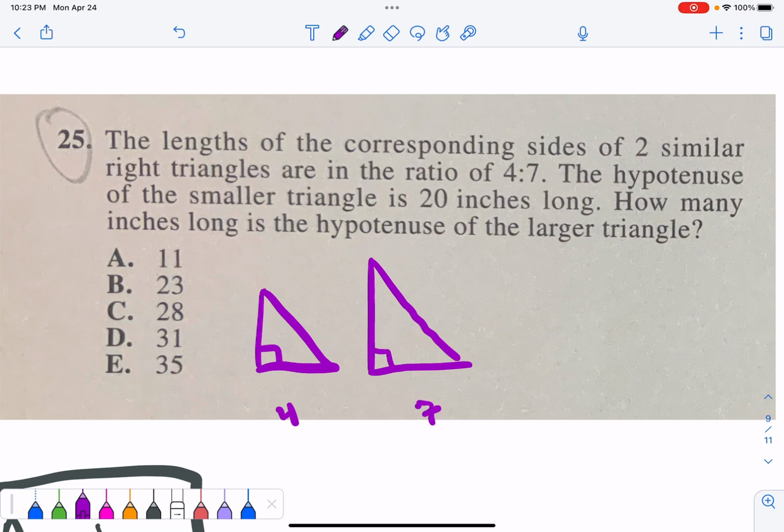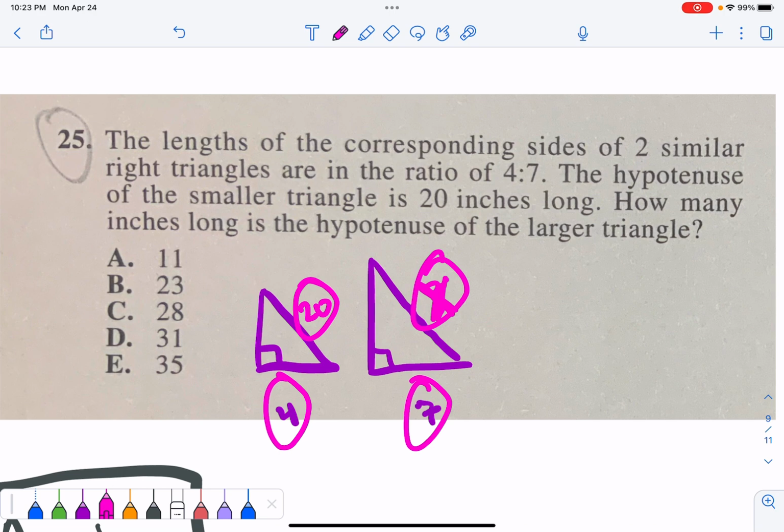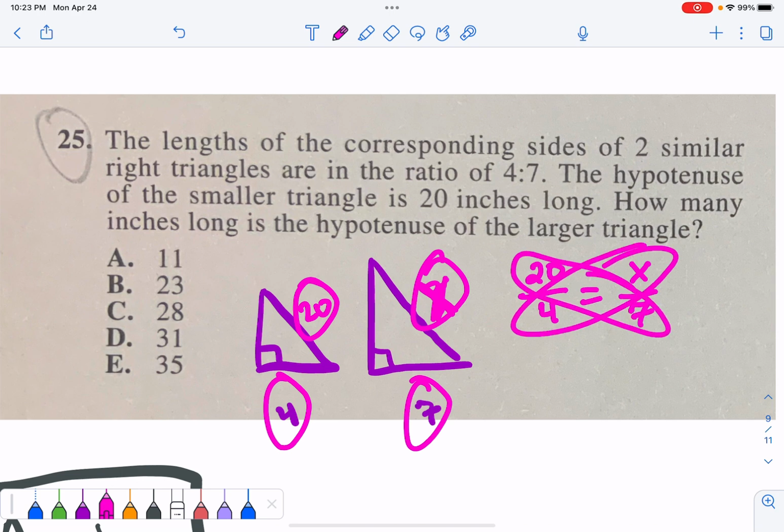The hypotenuse of the smaller triangle is 20. They want to know what the hypotenuse of the larger one is, so I'm going to call it x. All I need to do is set up a proportion, like 20 over x equals 4 over 7. Or you could do 20 over 4 equals x over 7. It doesn't matter how you do it as long as you go the same direction. So let's go 20 over 4 equals x over 7. If I cross multiply, I have 4x equals 140. If I divide by 4, x is 35. Yes, 35 is an answer.